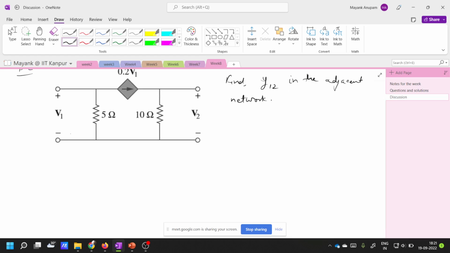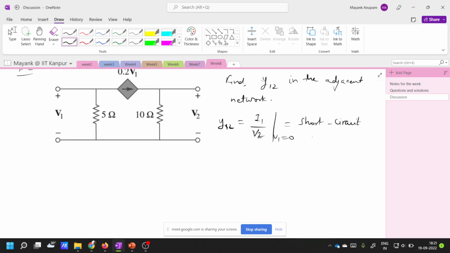Okay. So what is Y12, by the way? What is Y12? So Y12 is equal to I1 by V2 when V1 is equal to 0. Correct? So it is short circuit.